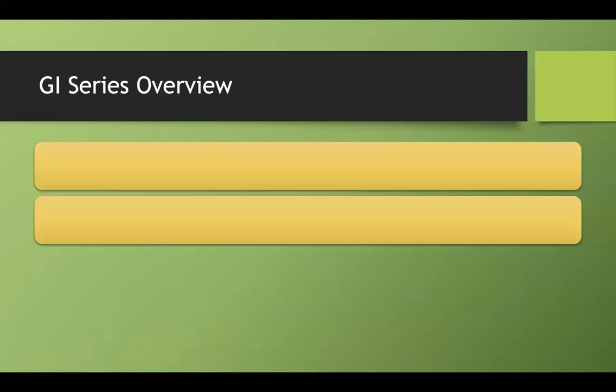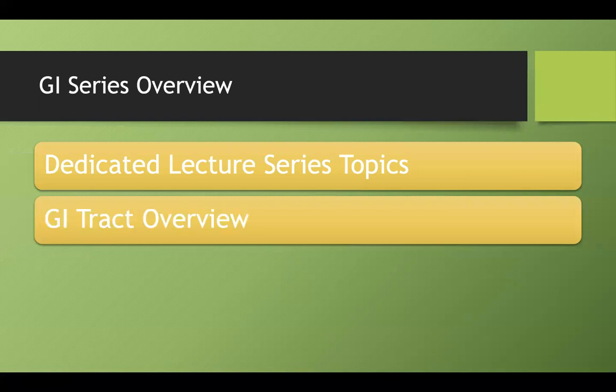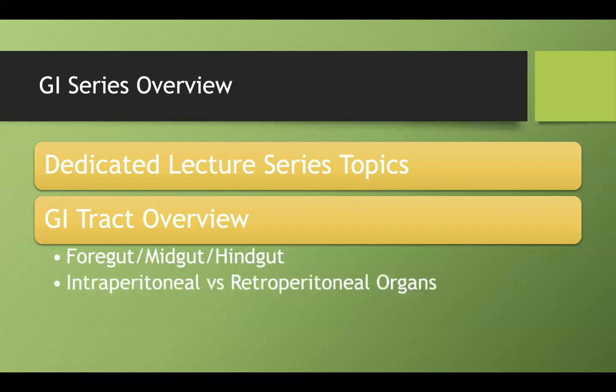So for this first video, I'm going to go over each of the lecture series topics that we're going to discuss. And then I'll also give you a little bit of a rundown of a few GI tract broad concepts that'll be useful in several other lectures. And so those three concepts we're going to go over today are the foregut, midgut, hindgut. We're also going to discuss what the difference is between an intraperitoneal organ and a retroperitoneal organ. And then we'll finish up our talk today by talking about the GI tract layers.